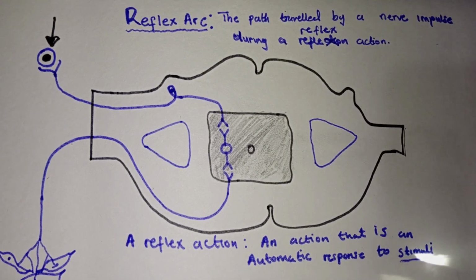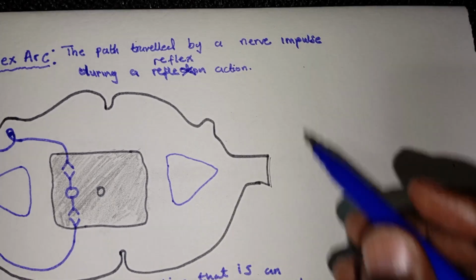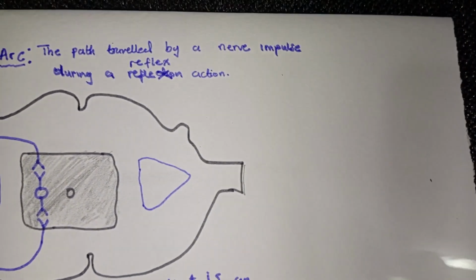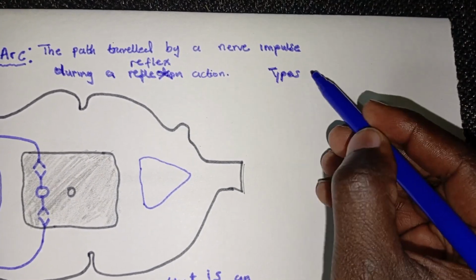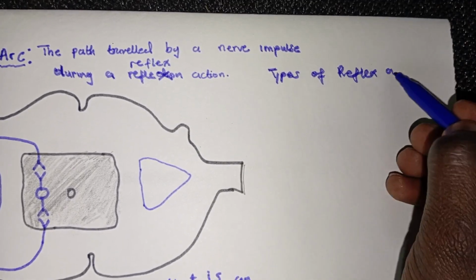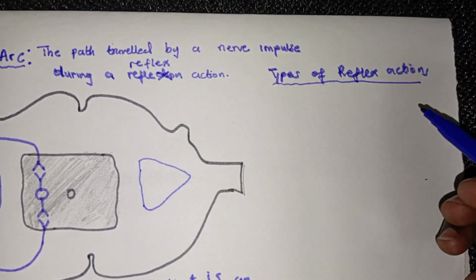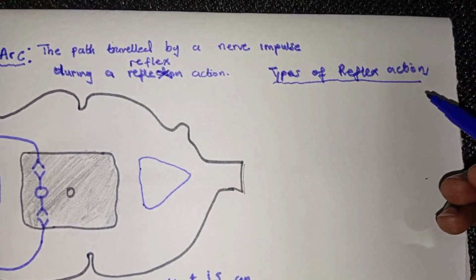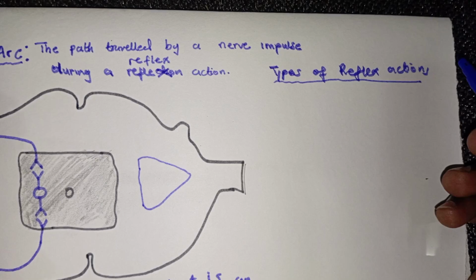So we're going to look at types of reflexes before we look at the reflex arc. Types of reflex actions, or examples. Again, this is very high yield information. Questions will come up here. Most of these reflex actions occur very quickly, within seconds.